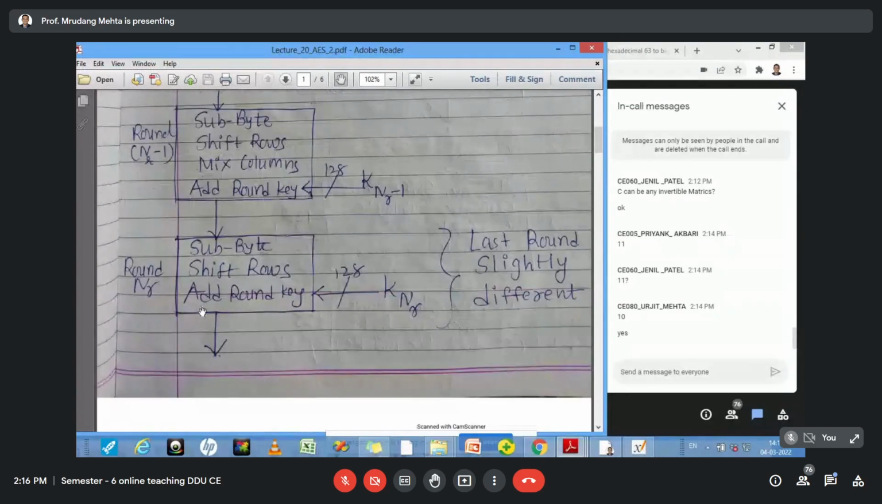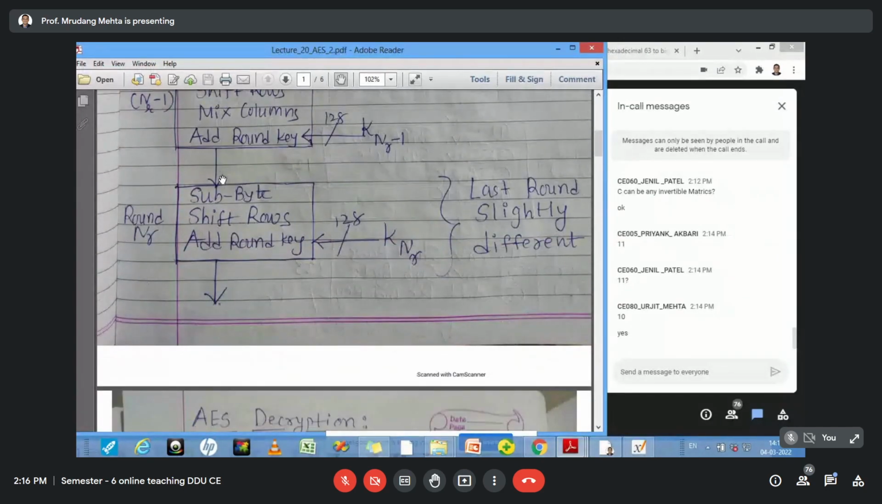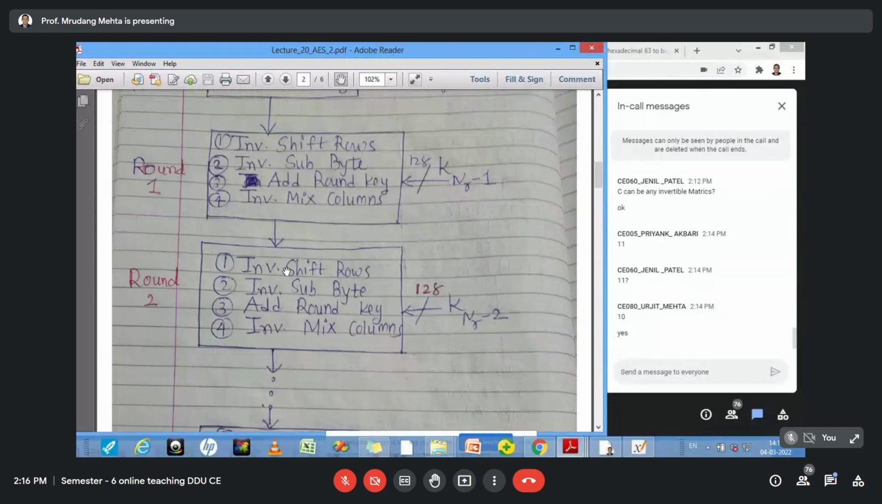So look at these operations: round NR minus 1, round NR. This add round key became the first step of pre-round. If we go in reverse, we have inverse shift row, inverse sub byte, add round key and inverse mix column. Can you understand this? Inverse shift row, inverse sub byte, add round key and inverse mix column. Understood?